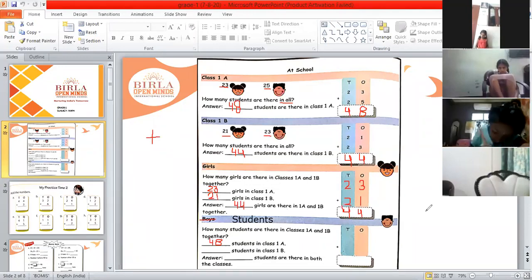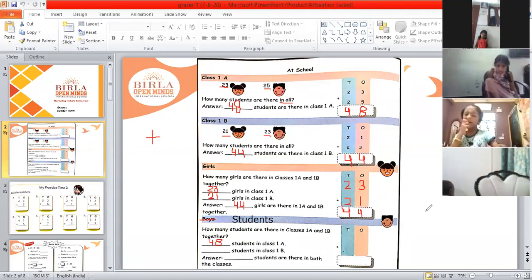Brinda, now you tell me how many students are there in first B class? Total, how many students are there in first B class, Brinda?